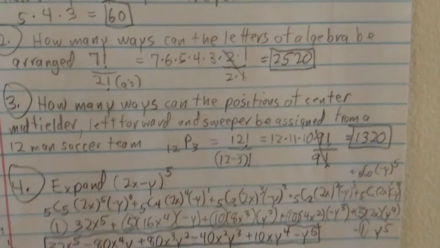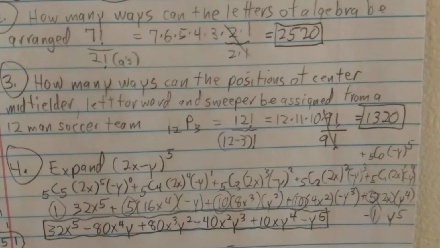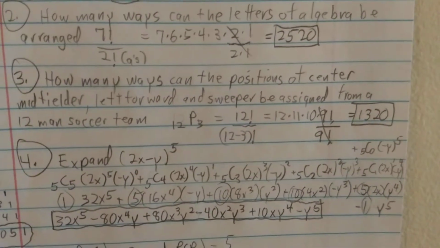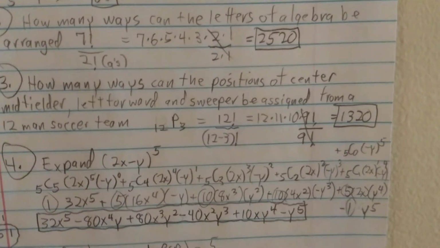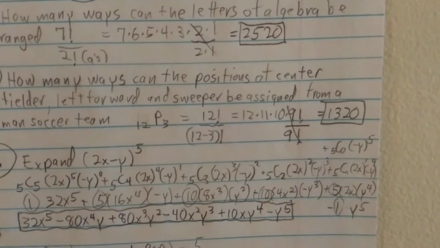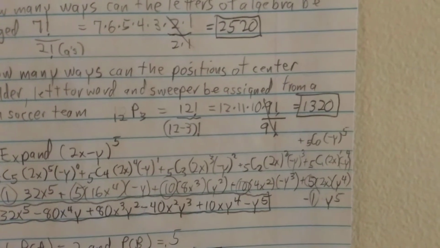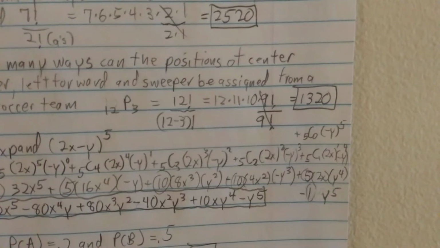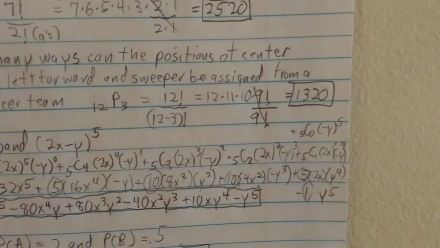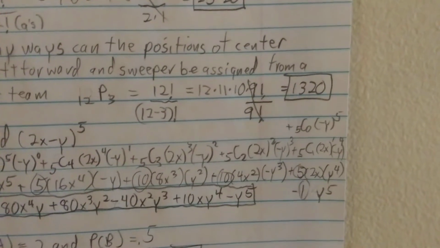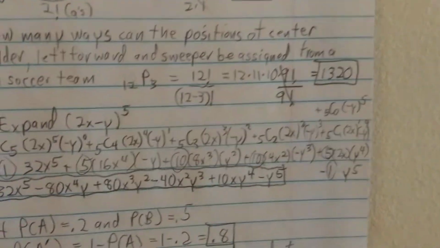Now problem 3, how many ways can the positions of center midfielder, left forward, and sweeper be assigned from a 12-man soccer team? Well, that would be 12P3, because the order would matter here. So the way we do permutations is 12 factorial over 12 minus 3, or 9 factorial. And the 9 factorials would cancel out, as you see, so it'd just be 12 times 11 times 10 times 9 factorial over 9 factorial, or 1320.